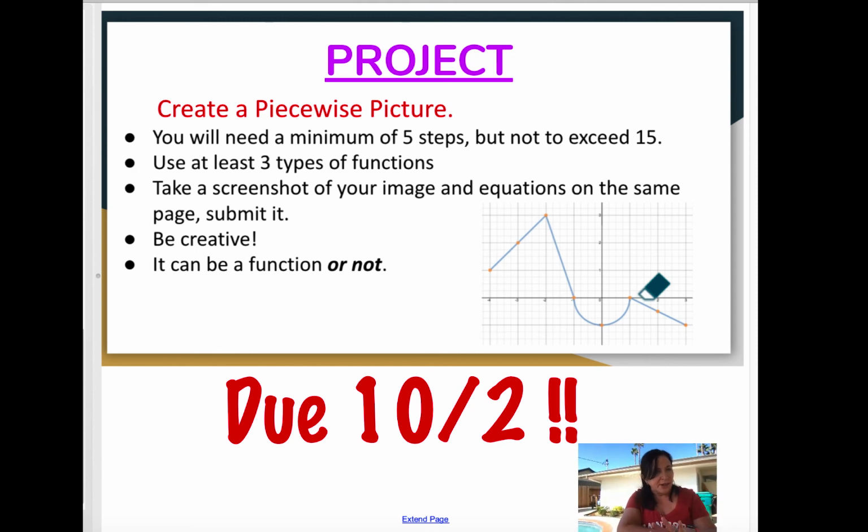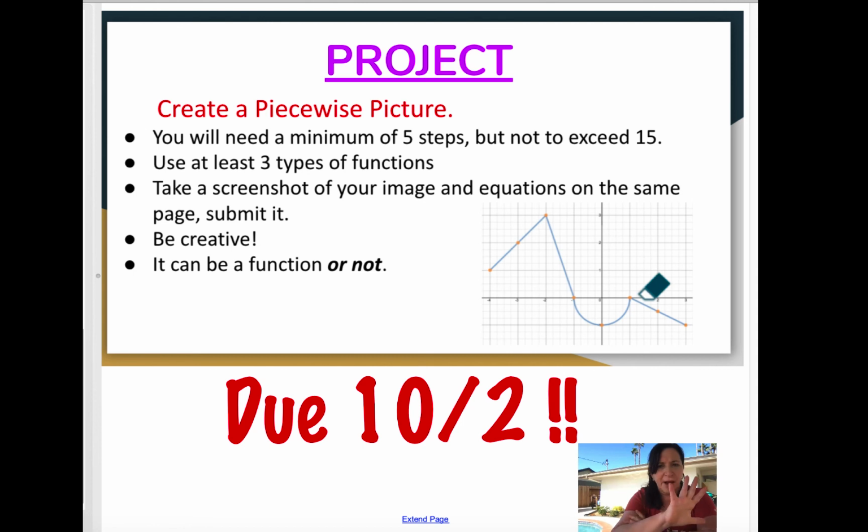Be creative. It doesn't have to be a function, but be aware that I have been doing this for a while, and I do love Desmos, and I'm on that site all the time. Don't create something that is already done. I know there are a plethora of projects that are already done. Try to create something that's new, that's unique to you, that's going to be fun, because for our first project, I want you to have fun.